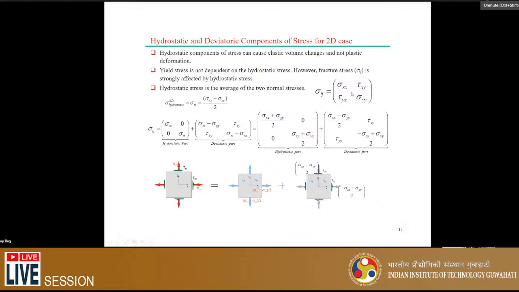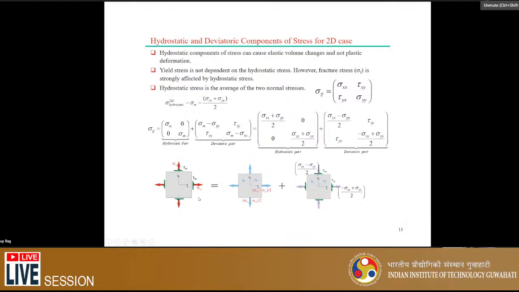For example, sigma xx, sigma yy, tau xy is the general representation of a two-dimensional stress state. Now I am trying to divide it into two components. One is the hydrostatic part, another is the deviatoric part. So the hydrostatic part is basically an equal amount of stress acting in all directions.